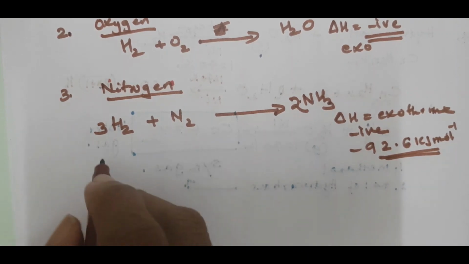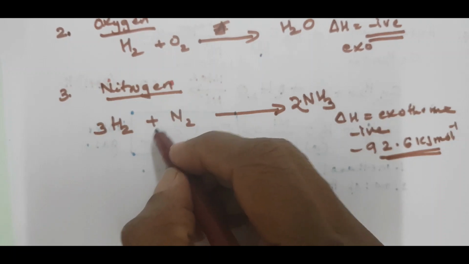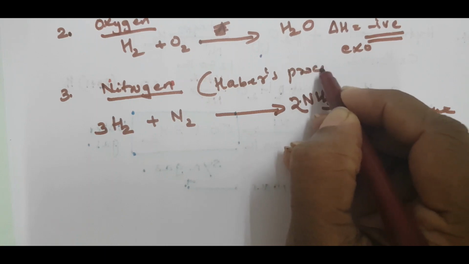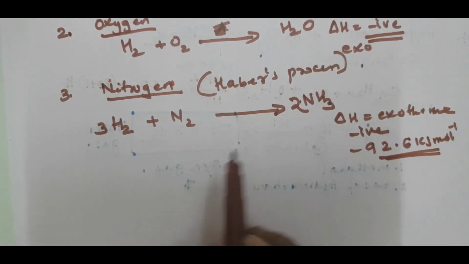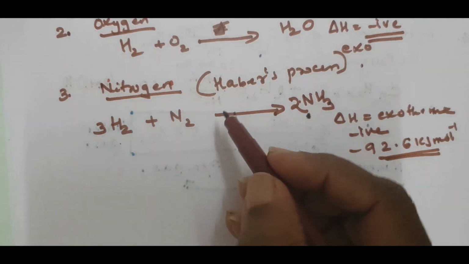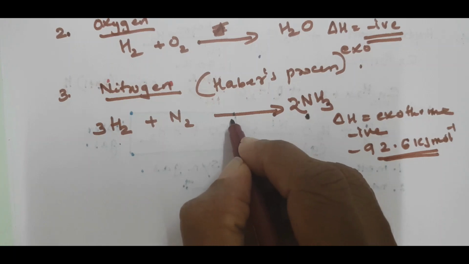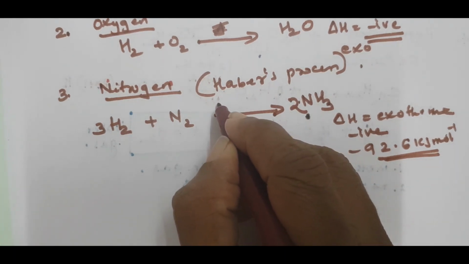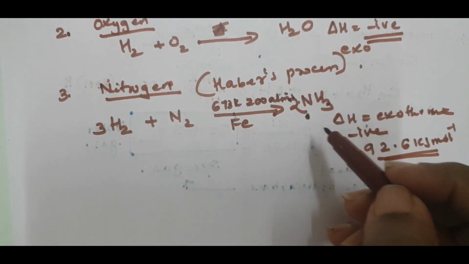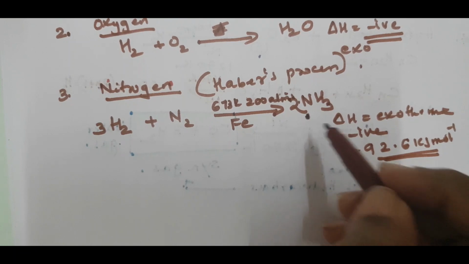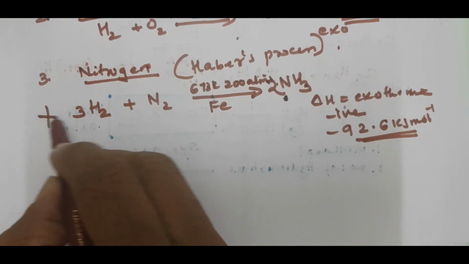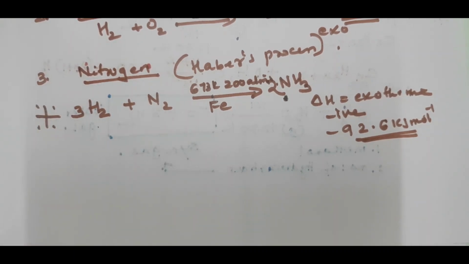Clear? Okay. So there is one name for this process, the reaction with nitrogen, and that is called Haber's process. Haber's process means the industrial manufacture of ammonia from hydrogen and nitrogen. Iron is used as a catalyst. The temperature is very important, that is 673 Kelvin, and the pressure is 200 atmospheres. And this happens according to Le Chatelier's principle. So this is the reaction with nitrogen. This is very important, and you will study Haber's process.